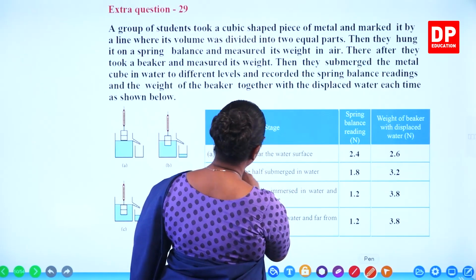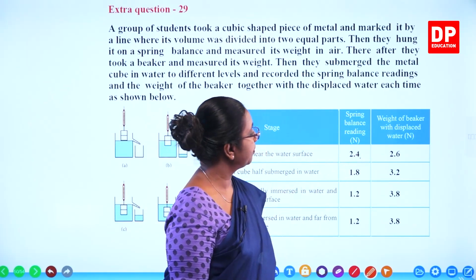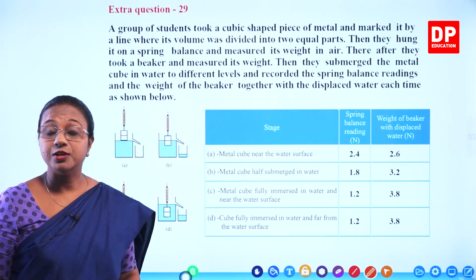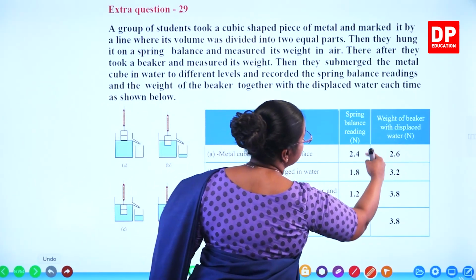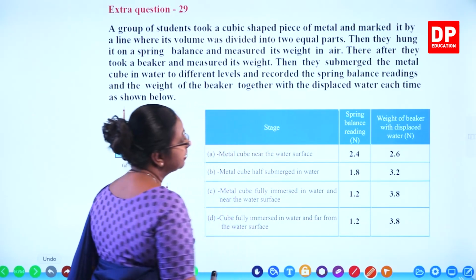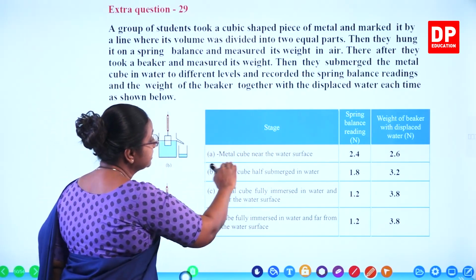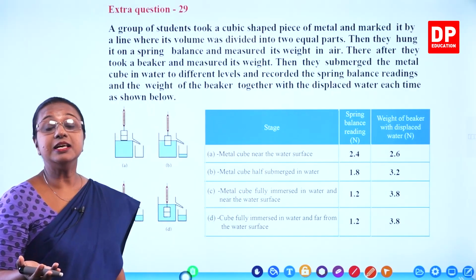Initially, you can see when the metal cube is near the surface, the spring balance reading is 2.4 Newton. That is the apparent weight of the object. Now, you all know the terms. Whereas here you can see the weight of the beaker with displaced water is 2.6 Newton. Since the metal cube is near the surface of water, it is the real weight.